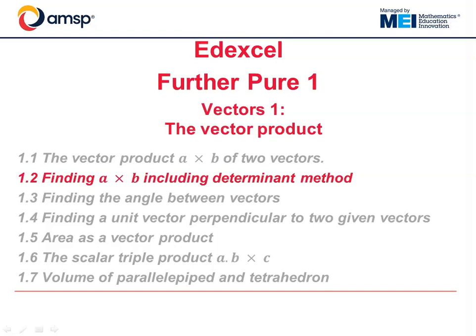This is a recording for Edexcel Further Pure 1. Vectors section 1.2, finding the vector product A cross B.